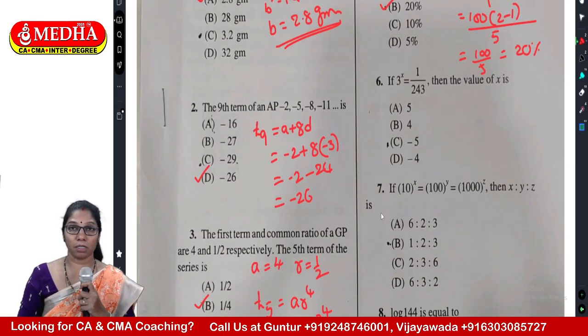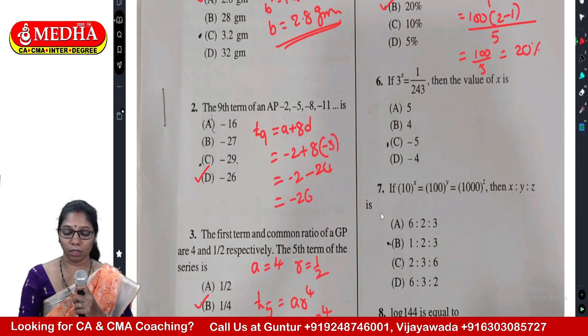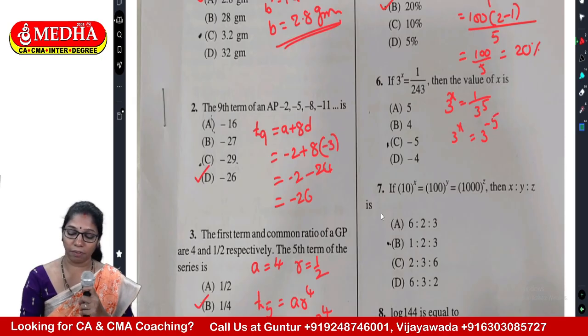And next, question number 6. 3 power x is equal to 1 by 243. So here we need to convert 243 to the least base, 3. 3 power x is equal to 1 by 3 to the power of 5. 3 power x is equal to 3 power minus 5. As bases are equal, therefore exponents are equal. X is equal to minus 5.